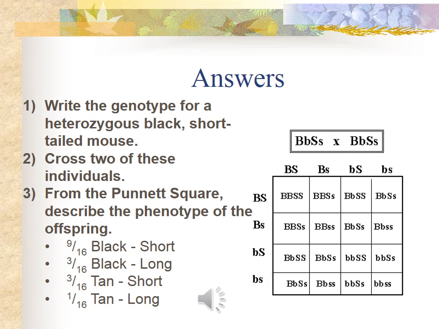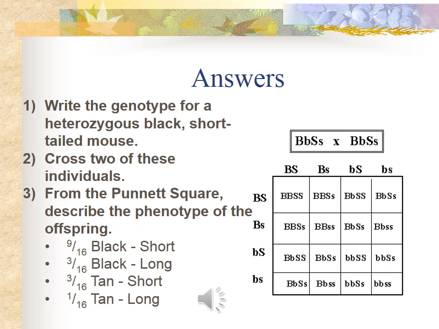Okay, so here are the answers for the previous problem. So we've got a mouse that is heterozygous for black and it has a short tail. So heterozygous for black is a big B, little b. That's a heterozygote. No, the B's don't look alike. It's an uppercase and lowercase. And short tail is a dominant trait. So a heterozygous short would be a big S and a little s also. And there's 2 of them.